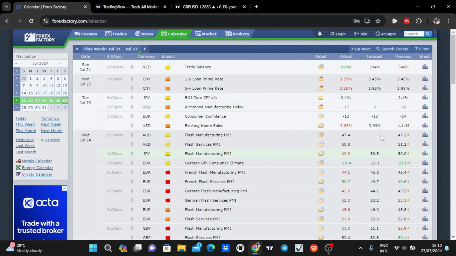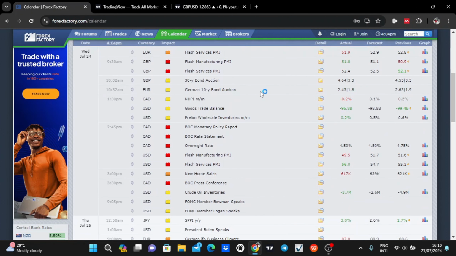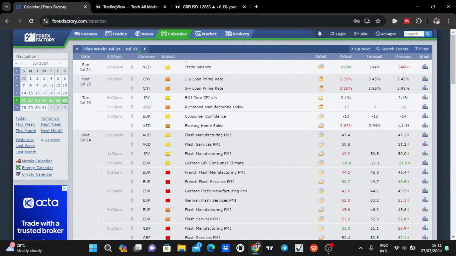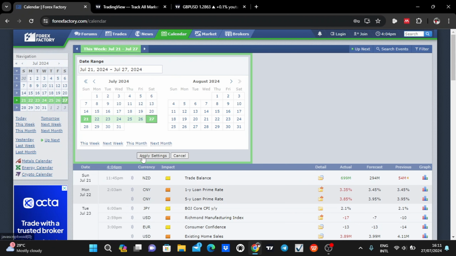Now this data, everything you're seeing here was for this week. So if I want to view the news release for next week, I just click on this place and select next week, apply settings. And this is the news that's expected to come out for the whole of next week from Monday to Friday. Okay, you can see them here, different currencies.